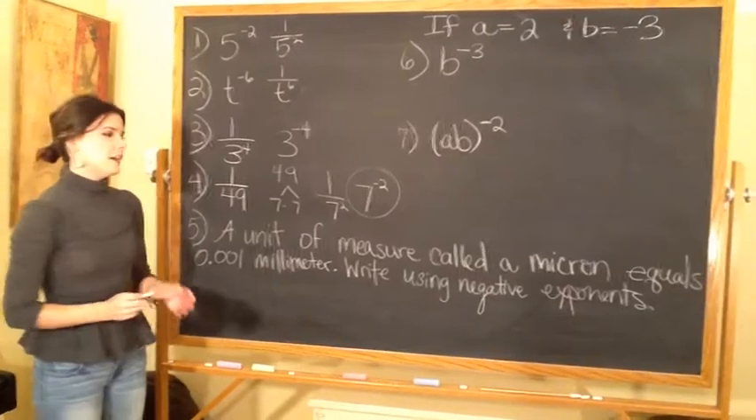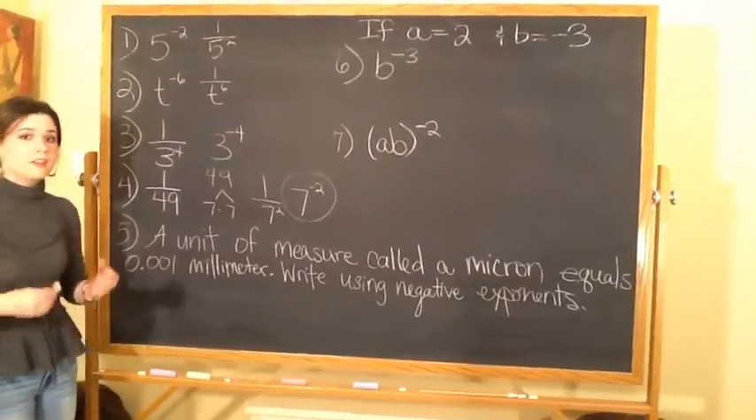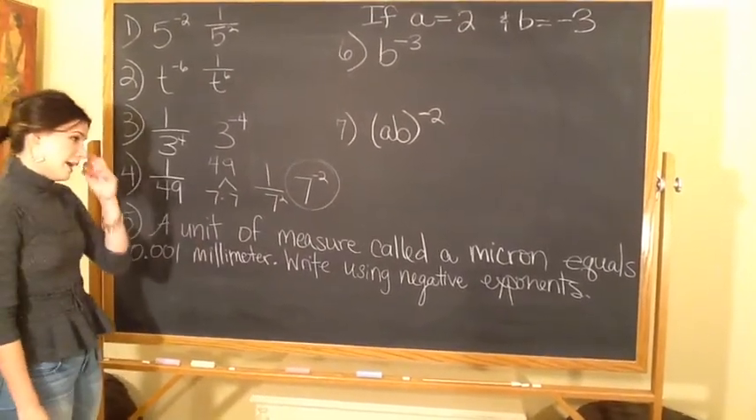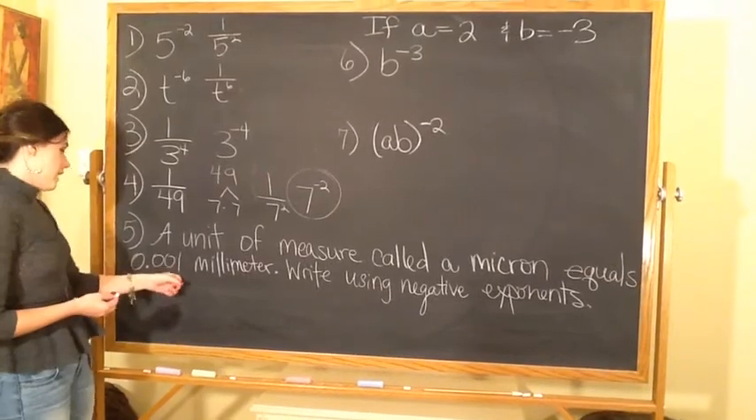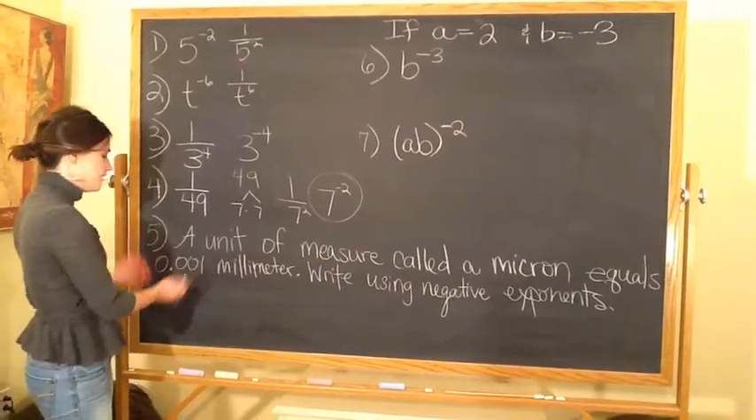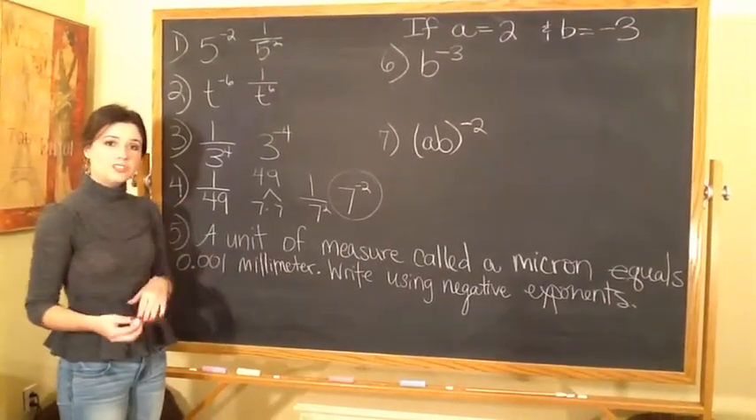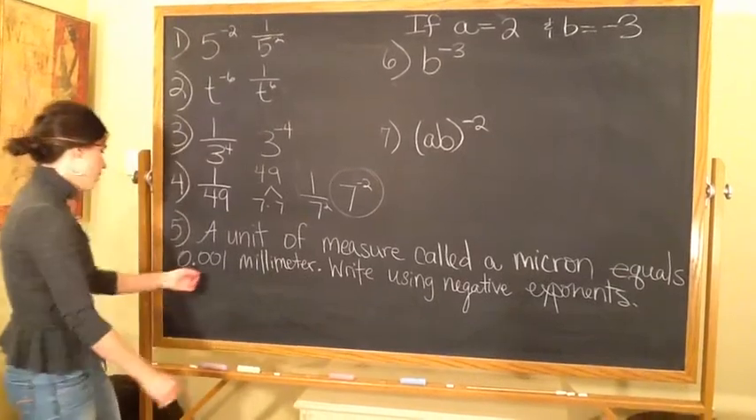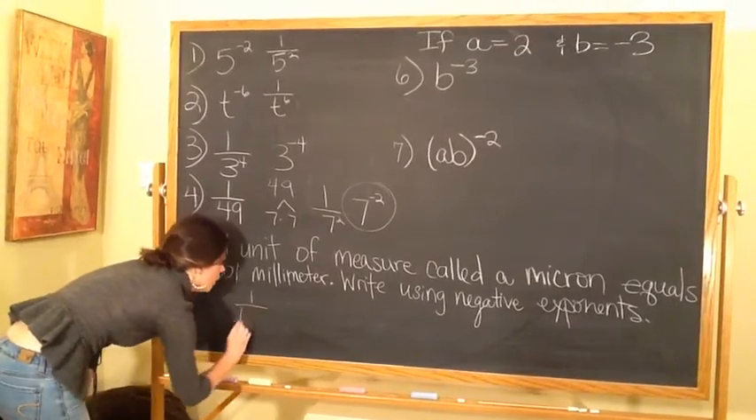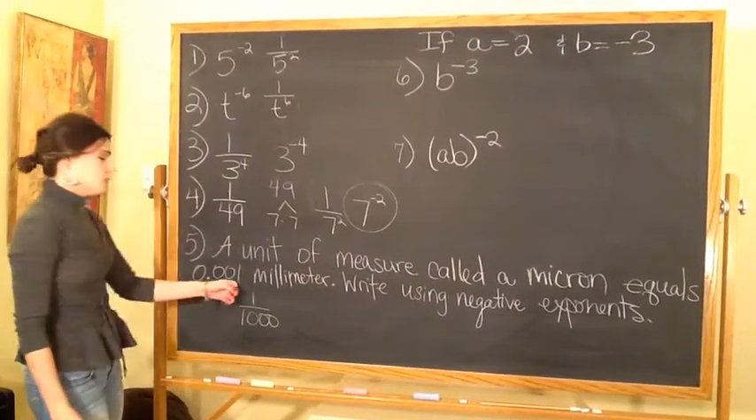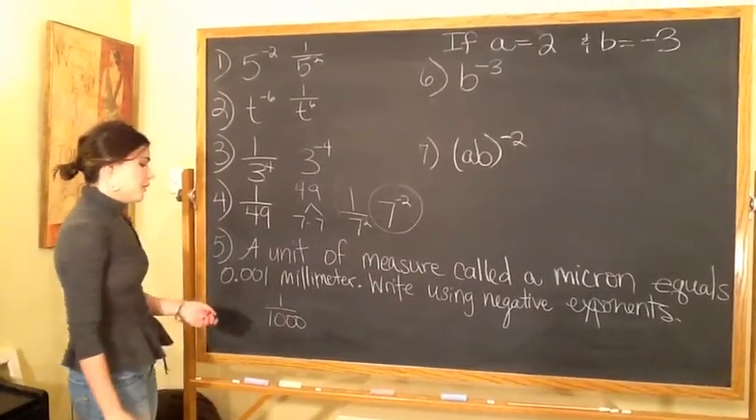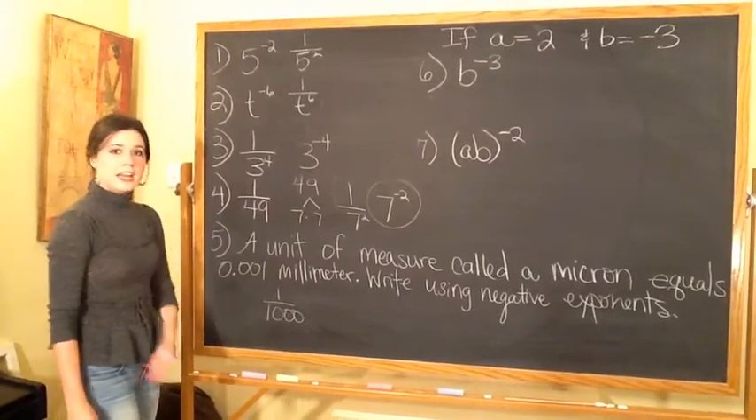Alright, with this word problem down here, we're going to work with a decimal. So we're going to try to move the decimal into a fraction. It says a unit of measure called a micron equals about 1,000th of a millimeter. Write using negative exponents. So we're going to change this decimal into a fraction, and then we're going to make it into a negative exponent. So if we are going to make this into a fraction, we do 1 over 1,000. And we know that because the 1 is in the thousandths place. So we want 1,000th.